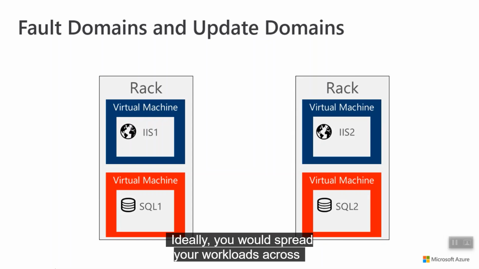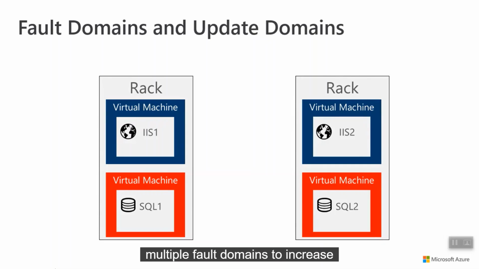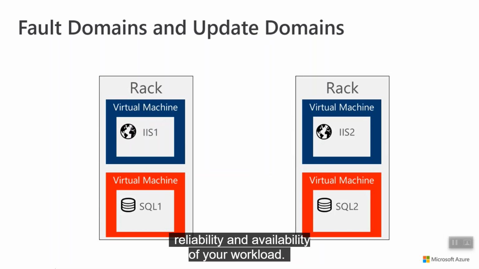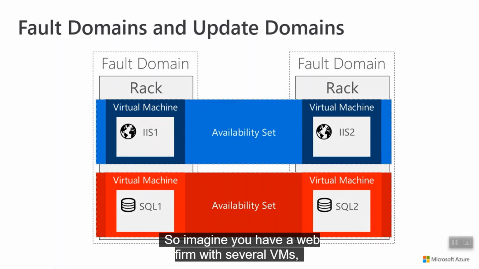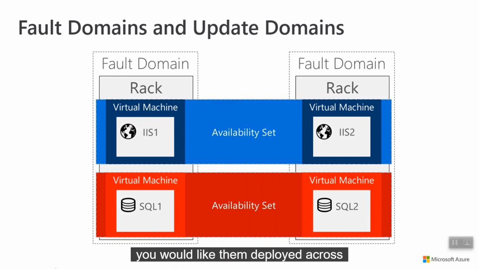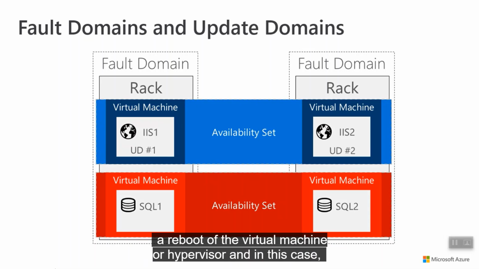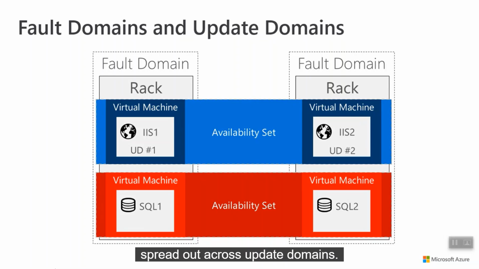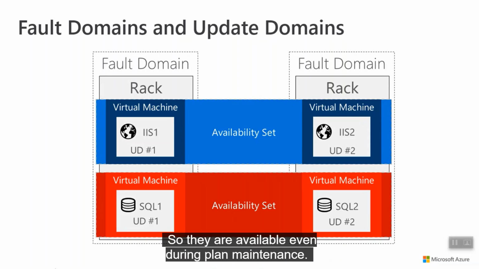Ideally, you would spread your workloads across multiple fault domains to increase reliability and availability of your workload. So imagine you have a web farm with several VMs. You would like them deployed across multiple racks or fault domains. In addition to failure, updates need to occur. And sometimes those updates require a reboot of the virtual machine or hypervisor. And in this case, Azure has a concept of update domains. And like fault domains, you want your virtual machines to be spread out across update domains, so they are available even during planned maintenance.